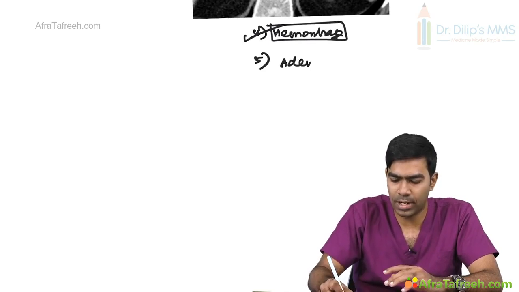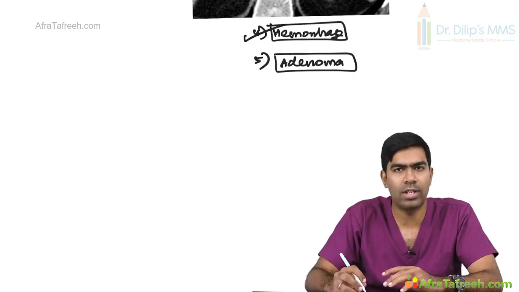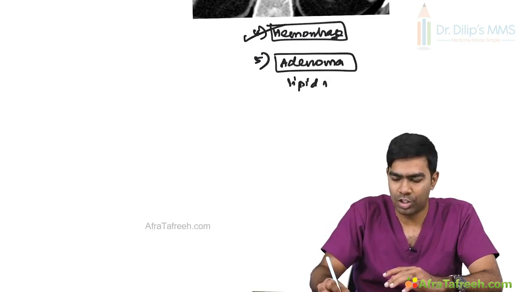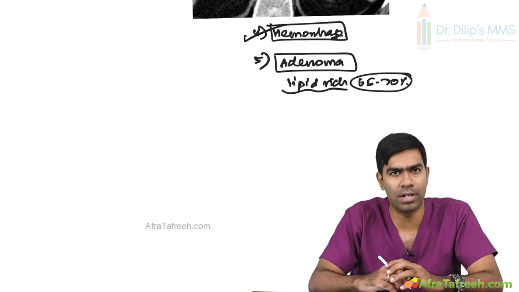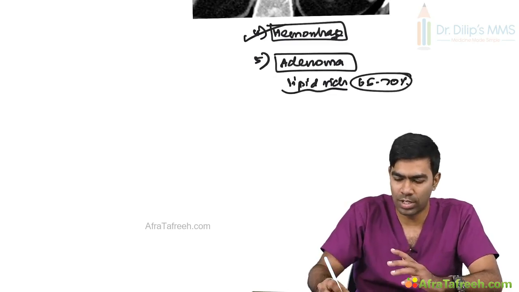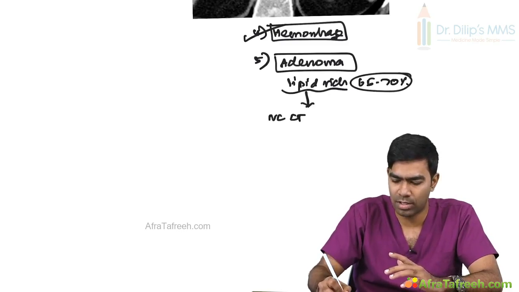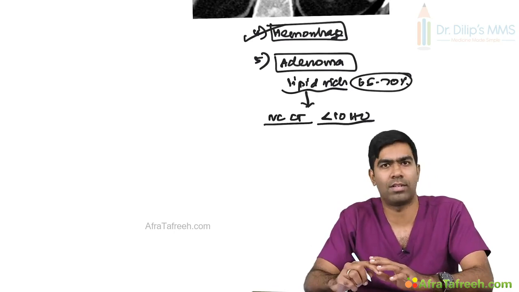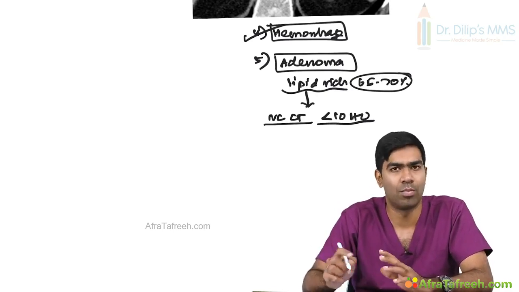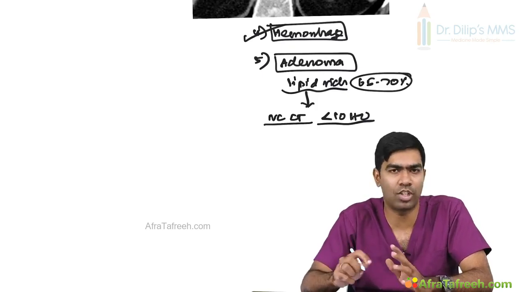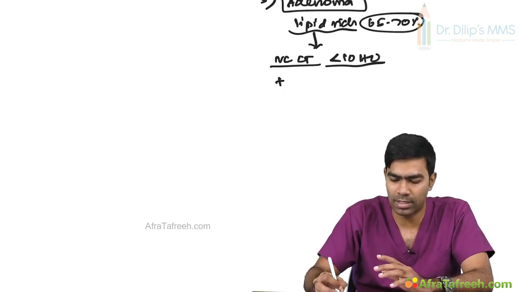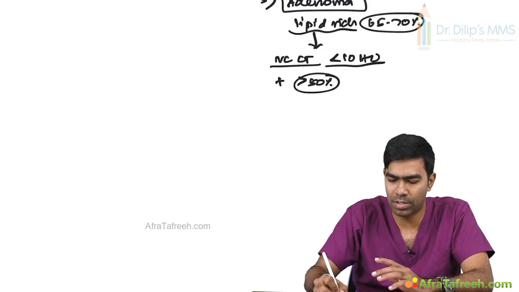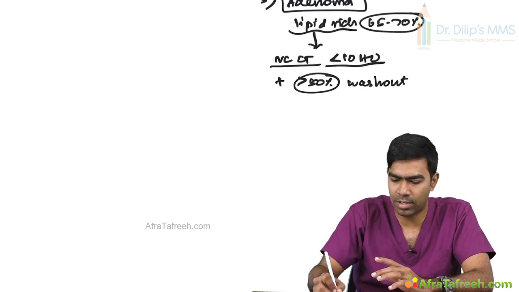Similarly, it could be a benign adrenocortical adenoma. Usually, we have a lipid-rich adenoma. This is the commonest form. 65 to 70% of the benign adrenocortical adenomas are lipid-rich. 20 to 30% can be lipid-poor. Usually, lipid-rich adenomas will have a NCCT density of less than 10 Hounsfield units, but lipid-poor adenomas can have a CT density of more than 10 Hounsfield units. Lipid-rich adenomas will have a CT density of less than 10 Hounsfield units in non-contrast CT. Plus, at the same time, they will have more than 50% washout at 10 minutes.